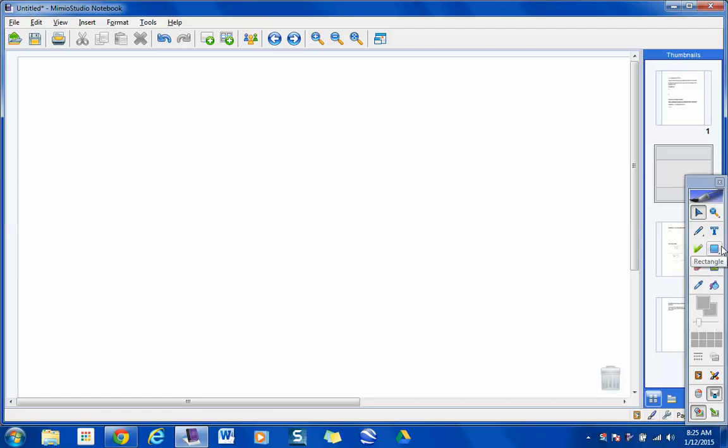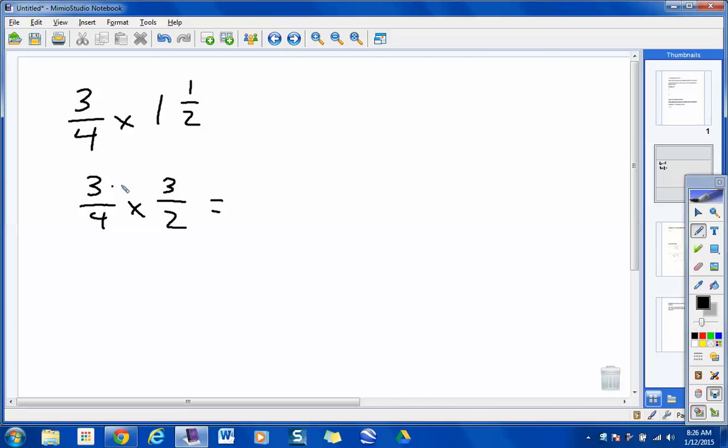Okay, so just as a review from the last section, if we were doing something like this, the guide I had given you was, if you ever have a mixed number, you have to make sure you turn that mixed number into an improper fraction, right? So this would be 3/4 times what? 3/2. Times 3/2. Now, rules of multiplication: simply multiply the tops, multiply the bottoms.